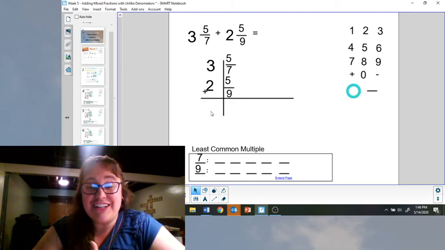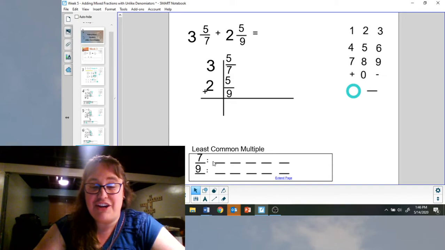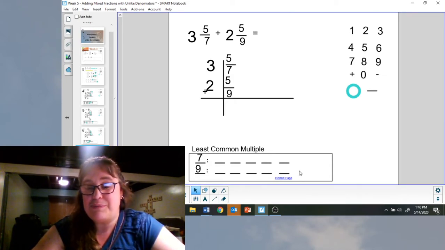How far did you get until you got stuck? Let's take a look here, all right? I hope you got very, very far. I'm not going to write out all of the common multiples because you had your multiplication chart to do that.